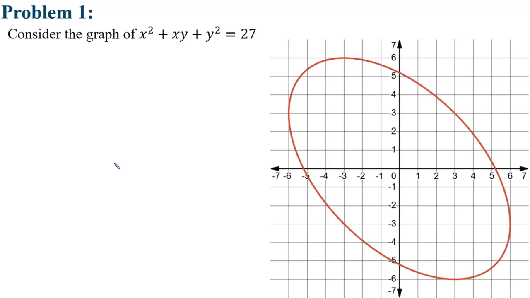So problem 1 says, consider the graph of this guy right here, x squared plus xy plus y squared equals 27. Now this is an implicitly defined relationship. Remember, explicitly defined relations can be written in the form y equals. Here, with the different x's and y's, I could not solve this for just y equals some expression, which is why I will say it's defined implicitly. Along with that, I have a picture of that curve, just to give you an idea of what kind of shape we're looking at.